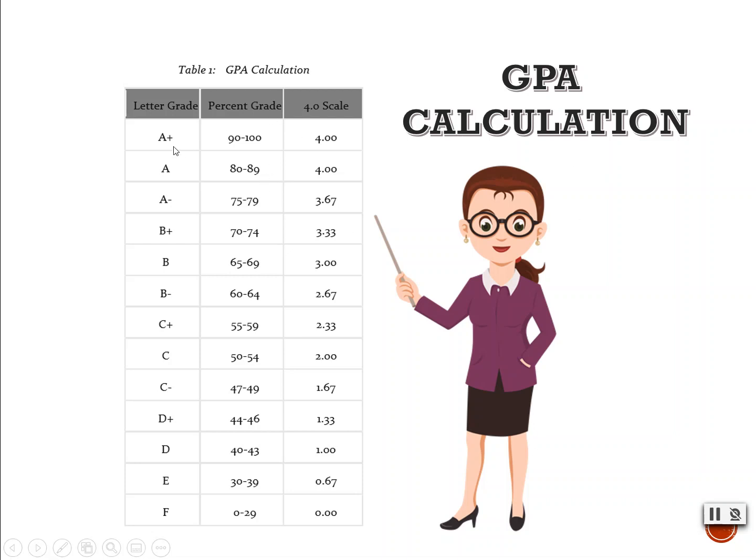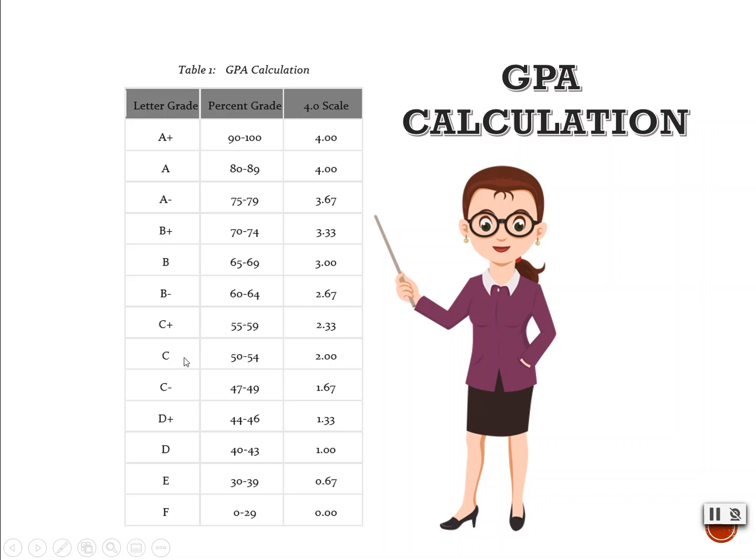If you get an A plus or A, you will get a calculation of 4.0, or in other words, 4 flat. For A minus, you will get 3.67. B plus, 3.33. B, the marks between 65 to 69, you will get 3.0. B minus, the marks between 60 to 64, the scale is 2.67. C plus, the marks between 55 to 59, and the scale is 2.33.